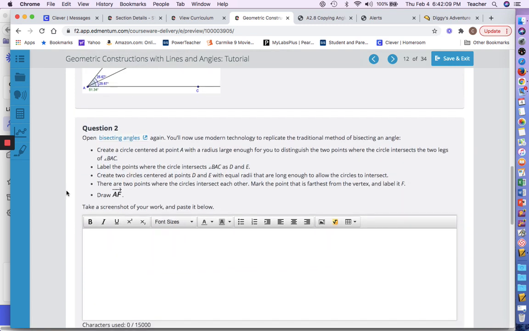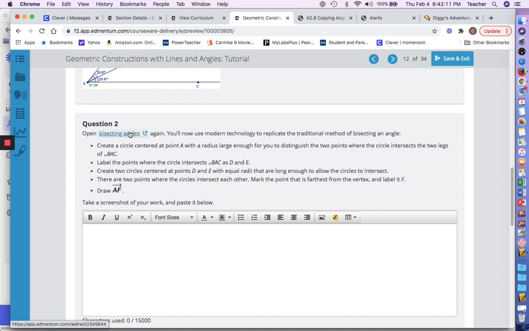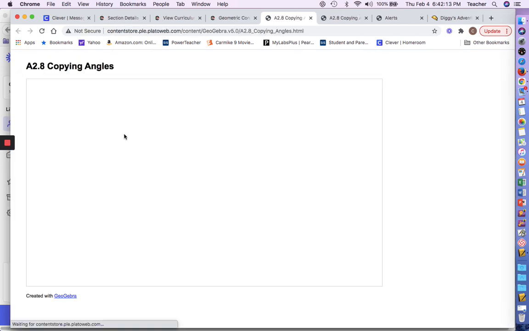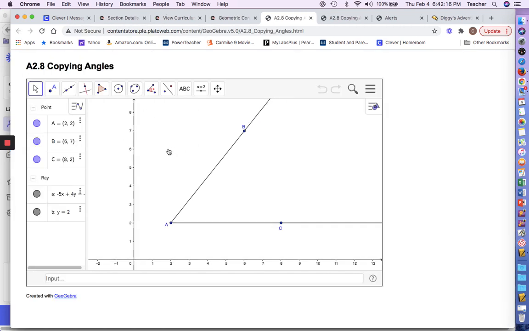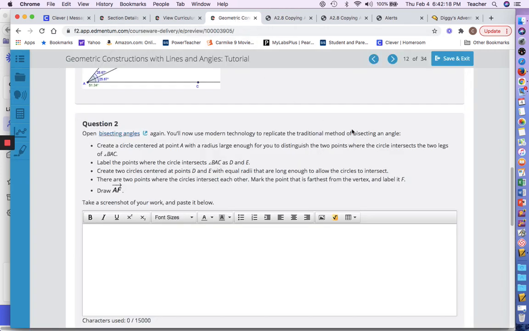All right, question 2. We're going to open bisecting angles again. Okay, same figure. Now you use modern technology to replicate a traditional method of bisecting an angle. Create a circle centered at point A with a radius large enough for you to distinguish the 2 points where the circle intersects the 2 legs of angle BAC.